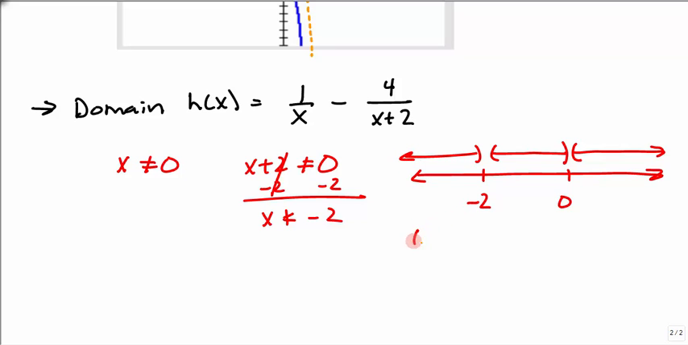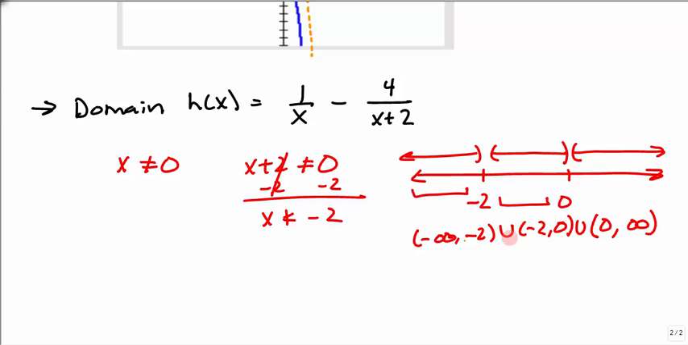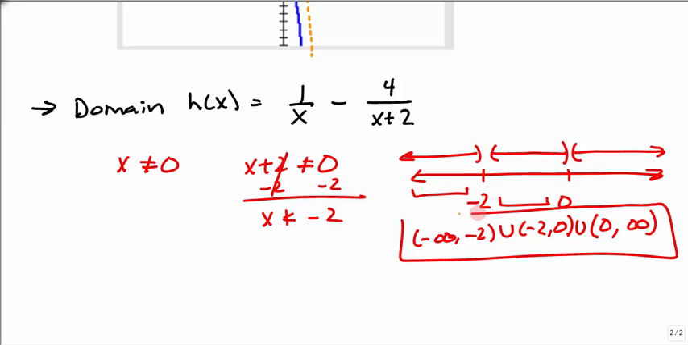So let's go negative infinity to negative 2. That would be this portion. This portion would be negative 2 to 0, but again I'm not including those points because at negative 2 and at 0 it's undefined. Union, and then I start up again right after 0, so I have a parentheses here and I head off toward infinity. So this is the correct domain for this. Now let's go ahead and graph this as well.